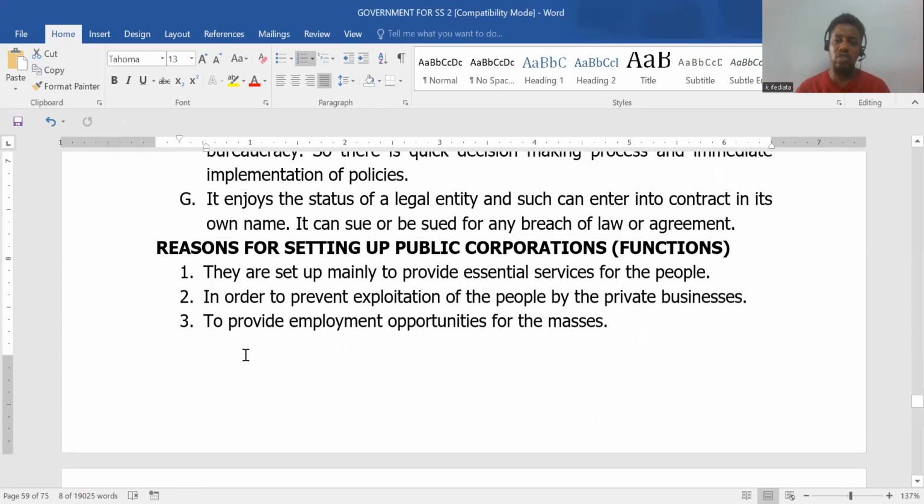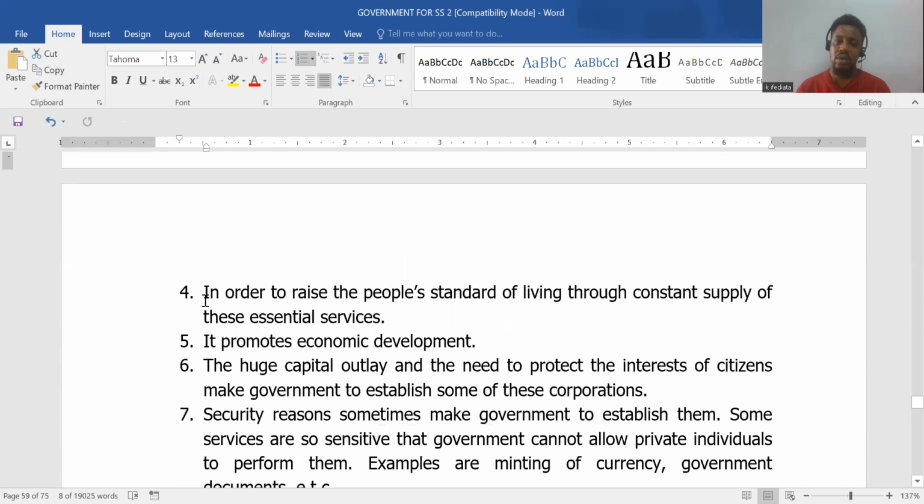They do it for the following reasons: provide essential services for the people, prevent them from being exploited by private businesses, right? So to provide employment opportunities for the masses. And when they do that, government is trying to raise the people's standard of living by providing essential services. And this leads to economic development. Now, most often, because these institutions require huge financial outlay, it's only government that can run them. And government also runs these institutions so that they can protect the interest of the people.